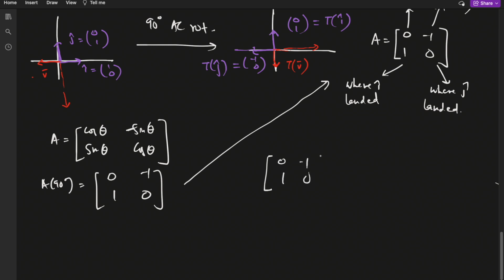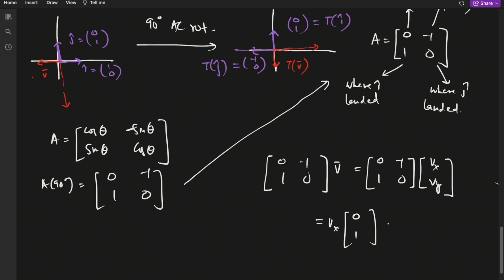So let us suppose I need to know where a vector v goes, right? All I need to do is just do a matrix vector multiplication. This is my matrix representation of the linear transformation. v is nothing but its components are vx and vy, right? And I can write it as this, 0 1. This is how we do matrix multiplication, right?